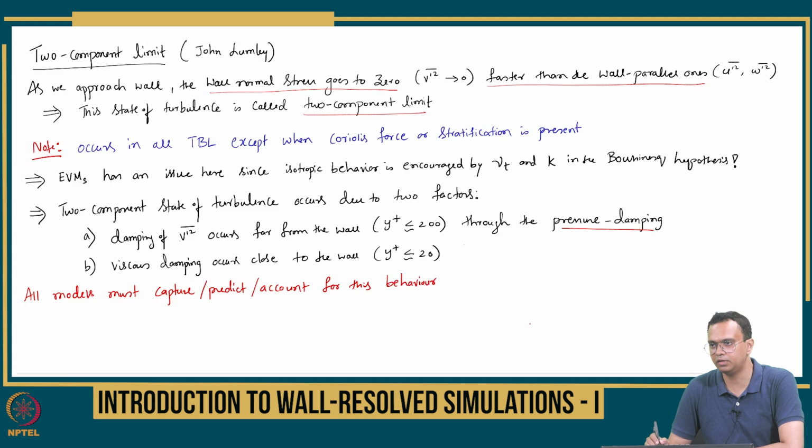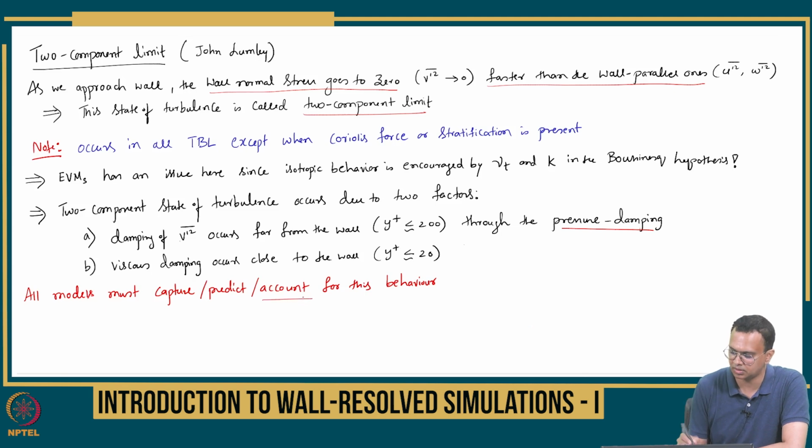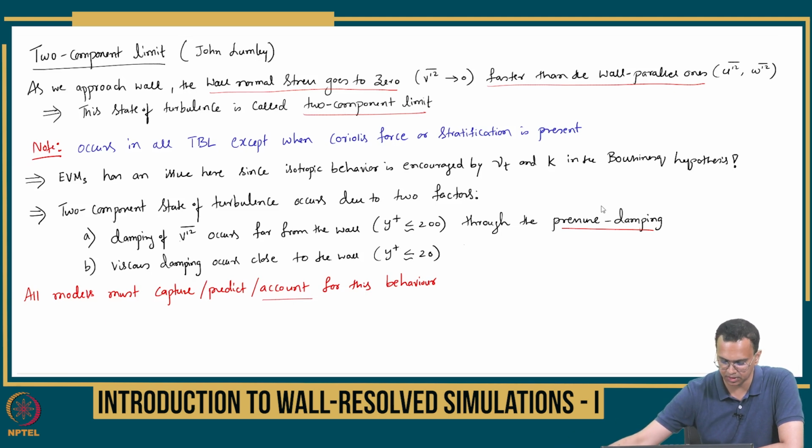Capturing is possible only when we are actually calculating all the three stresses. In eddy viscosity models we are computing only turbulence kinetic energy, so it must account for this behavior. If you are solving Reynolds stress equations, then it must also predict or capture that behavior. So how is this achieved in the RANS models?